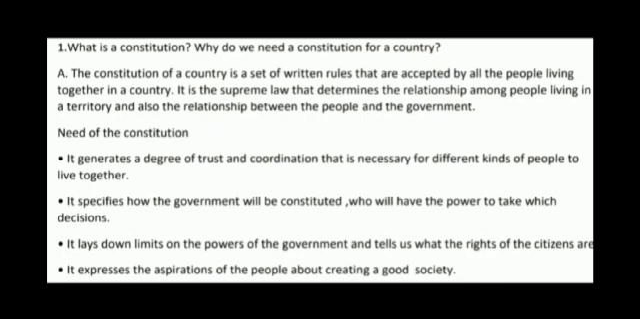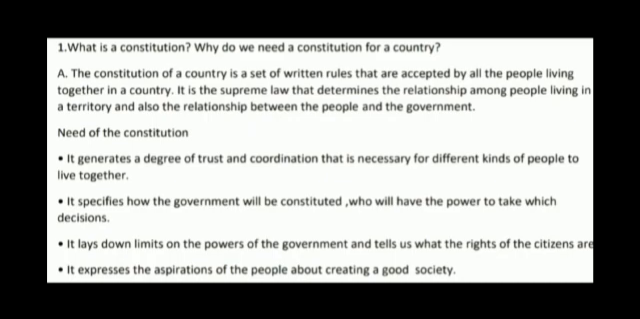Today we will revise the chapter Constitution Design. First question: what is a constitution? Why do we need constitution for a country? Answer: the constitution of a country is a set of written rules that are accepted by all people living together in a country. It is the supreme law that determines the relationship among people living in a territory and also the relationship between the people and the government.